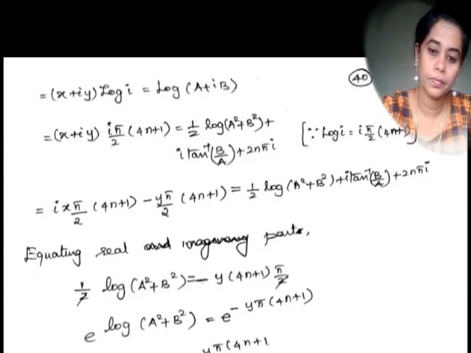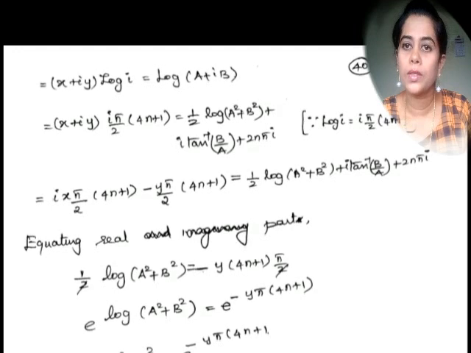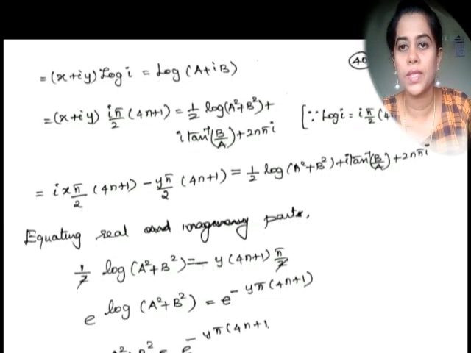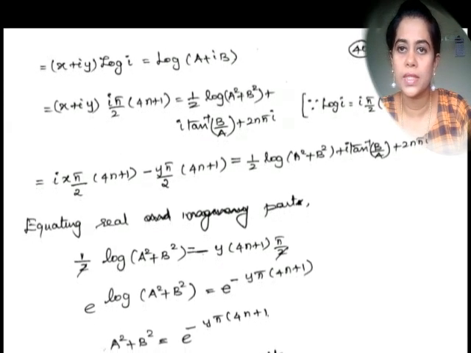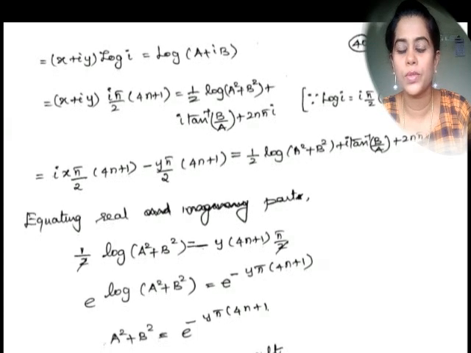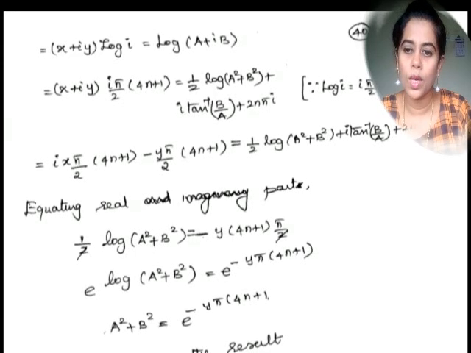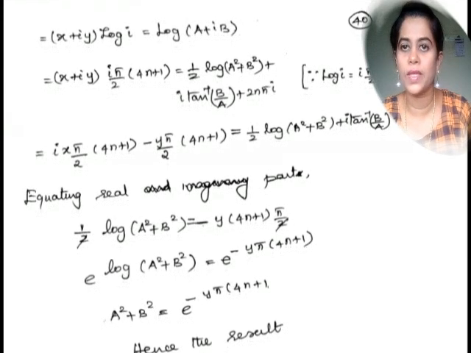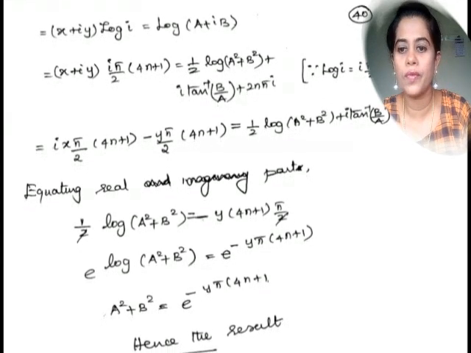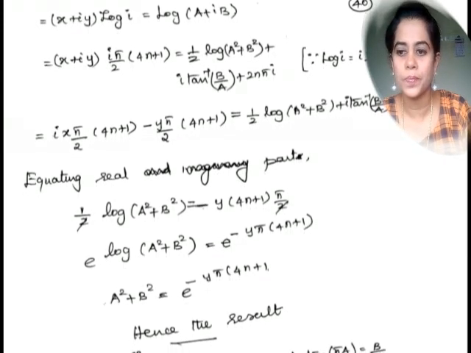Then this implies (x plus iy) into log i equals log of (a plus ib). Now, what is log i? In the previous case, we got it as i pi by 2 into (4n plus 1). Substituting here, it is (x plus iy) into i pi by 2 into (4n plus 1) equal to, because log of (a plus ib) is of the general form, we can write it as 1 by 2 log of (a squared plus b squared) plus i tan inverse of b by a plus 2n pi i.